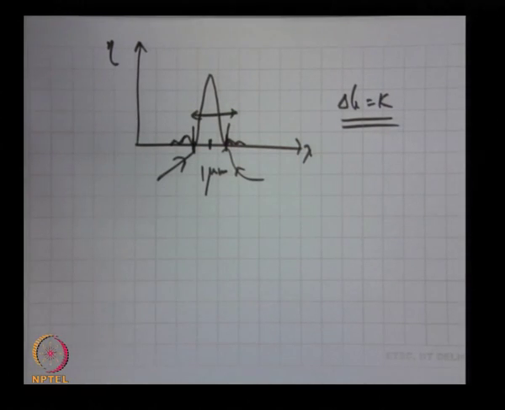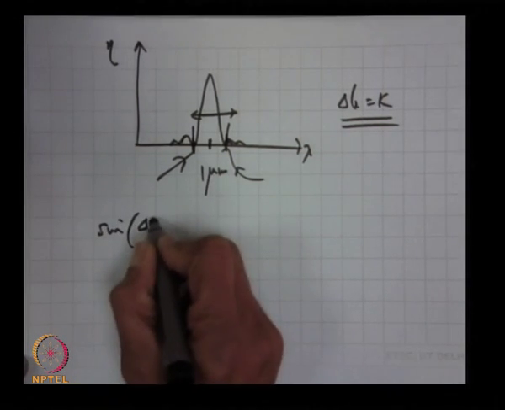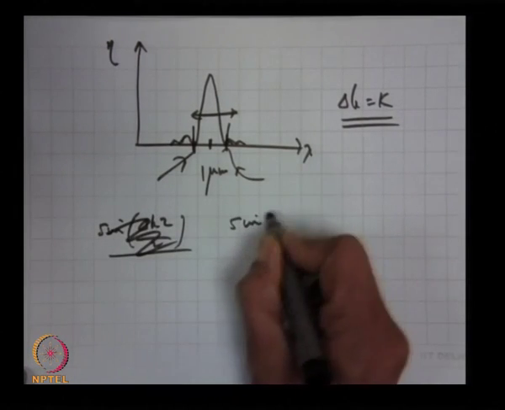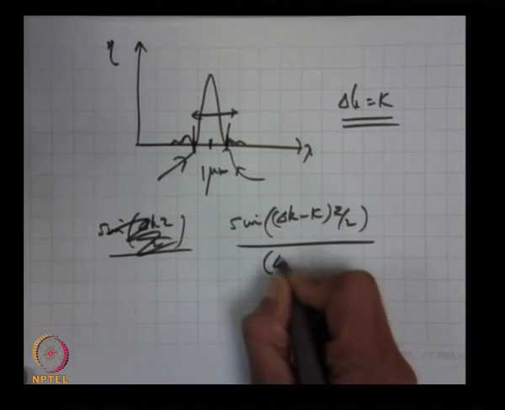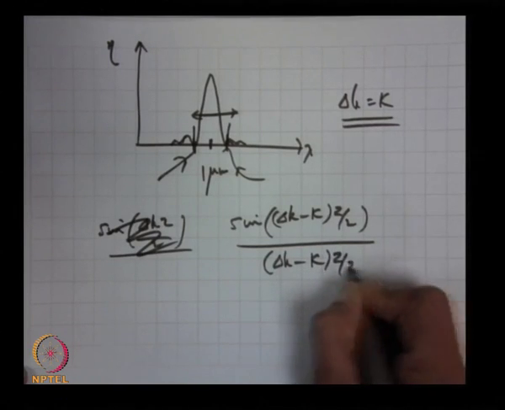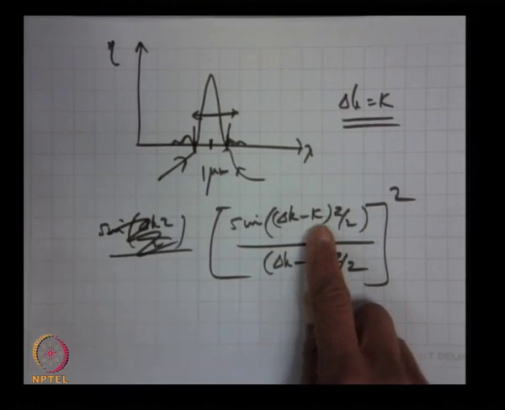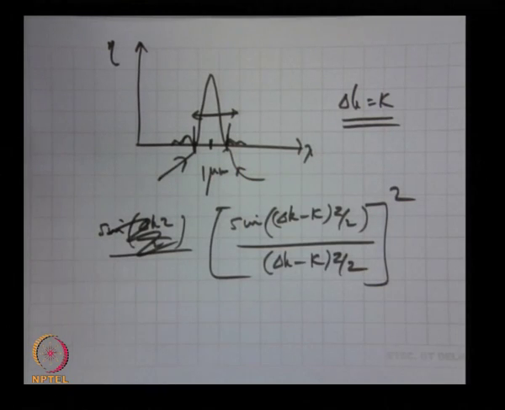So sinc square function, and what we have calculated is a sinc of sine delta K z by 2 by delta K z by 2. So if I take a quasi phase matching, I'll have sine (delta K minus K) into z by 2 by (delta K minus K) into z by 2, whole square. So you can make delta K equal to K at one particular wavelength, 1 micron, and then if you change the wavelength, delta K will change according to the formula which I have given. So what will happen is, at some value of delta K, the sine function will become 0, and you will get zeros of efficiency. And this problem was just to give you an indication.